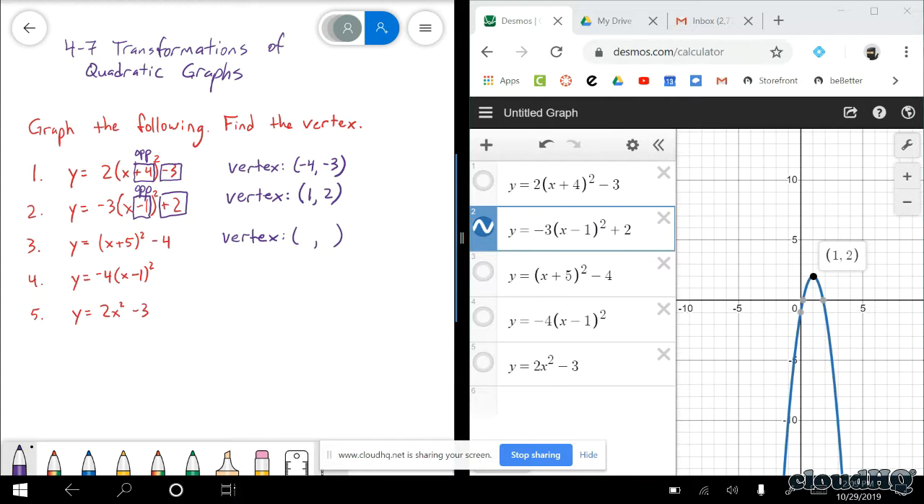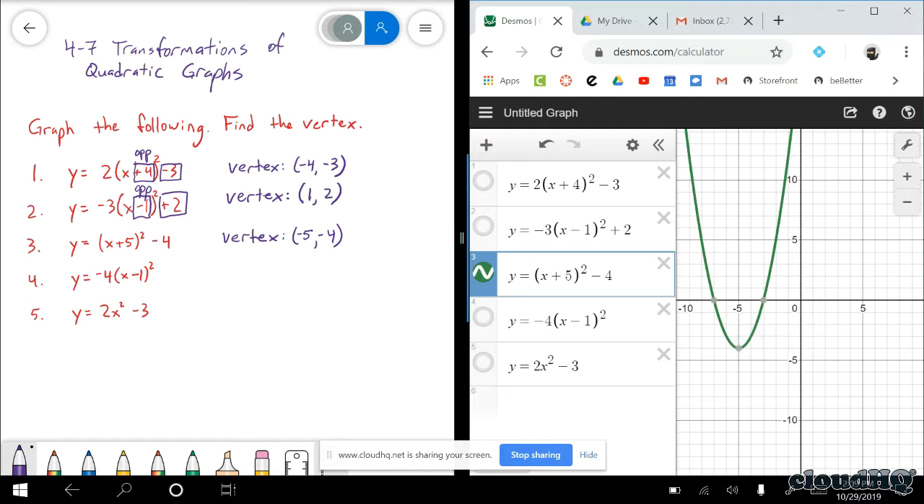Any suggestions on what the vertex might be of number 3? -5 and what do we maybe guess for a y coordinate? -4, -5, -4 is a suggestion. So let's go ahead and graph it over here and see if we are correct. Were we? Yes, -5, -4 is correct.